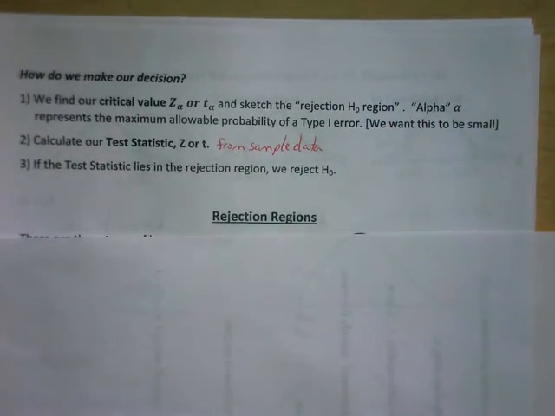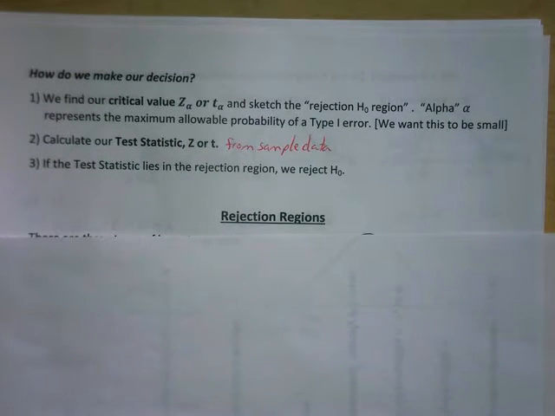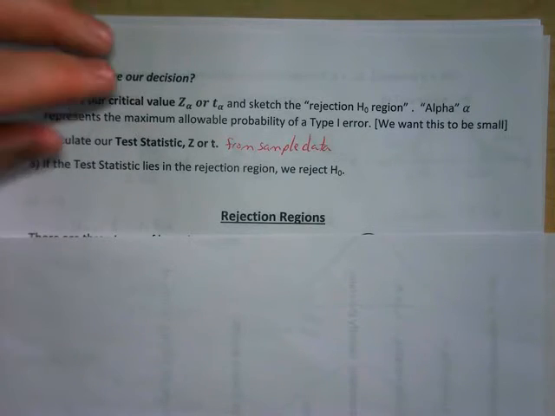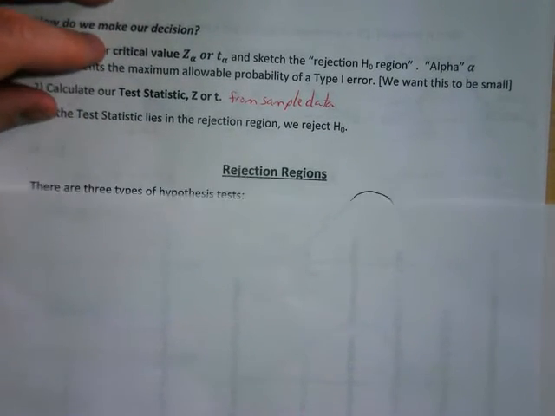Okay, so it might be an X bar and an S, or maybe we know what sigma is. But again, that's going to come from sample data. And then if the test statistic lies in the rejection region, then we reject H0. We reject the null hypothesis. So how do we find our rejection regions?